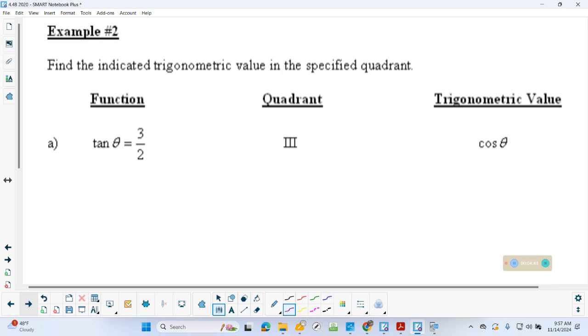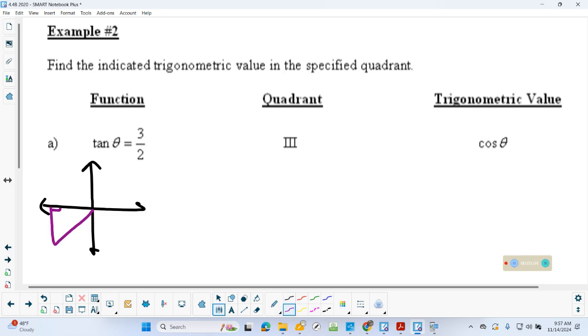All right, let's see what we got now. Find the indicated trig value. Ooh, happy day. I only need one answer. I only need one fraction, cosine, thank God. Okay. In the specified quadrant. Hey, they even tell me where to draw it. Quadrant 3. I'm all over it. Let's do it. Quadrant 3. 2, 3, here we are.